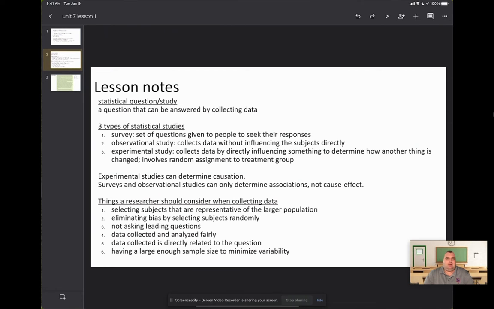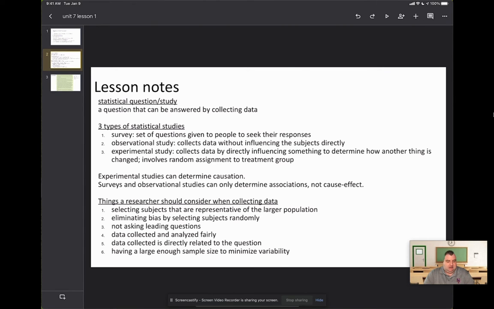Okay, you don't want to ask leading questions. Leading questions can lead to bias. The data needs to be collected and analyzed fairly. So you don't want to be biased when you're analyzing the data. You have to be impartial when analyzing the data.